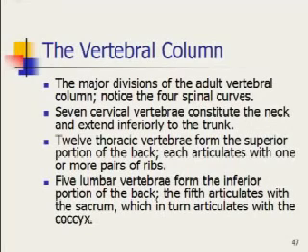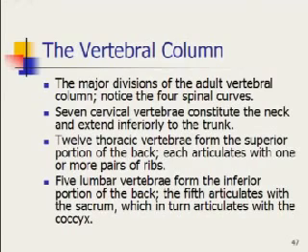The vertebral column. The major divisions of the adult vertebral column, you'll notice 4 spinal curves. 7 cervical vertebrae constitute the neck and extend inferiorly to the trunk. 12 thoracic vertebrae form the superior portion of the back. Each articulates with 1 or more pairs of ribs.